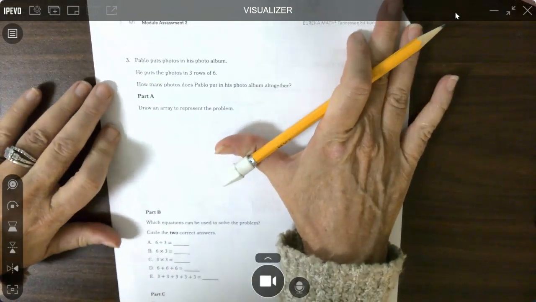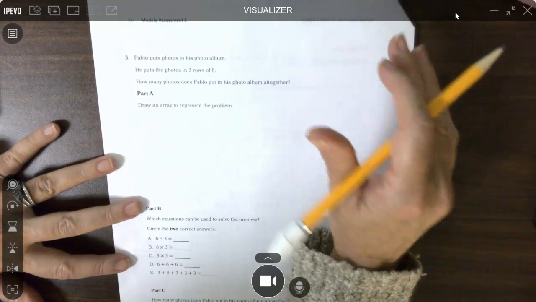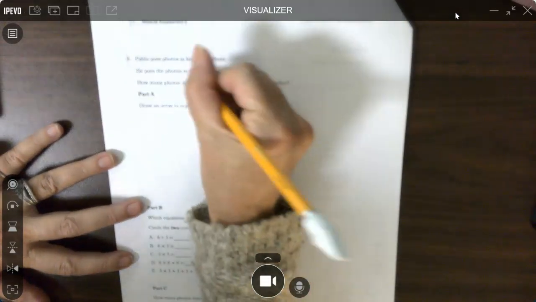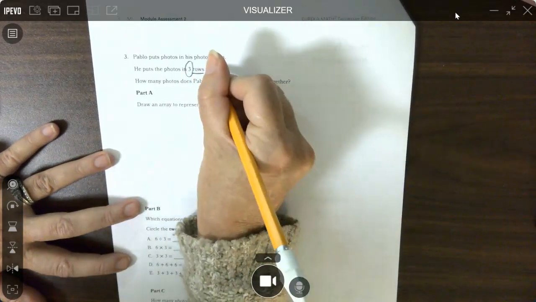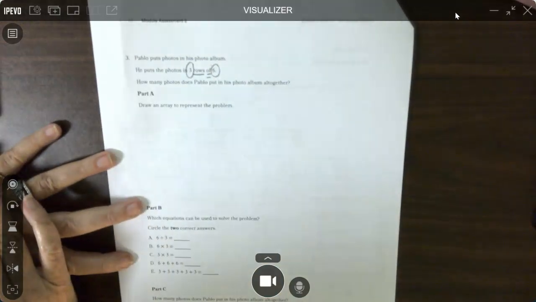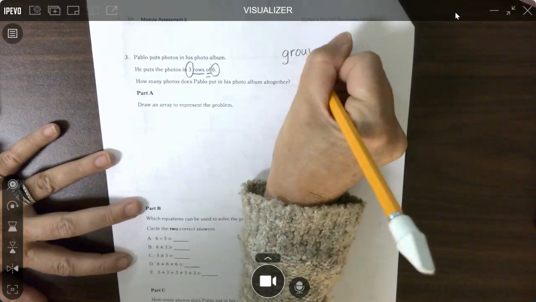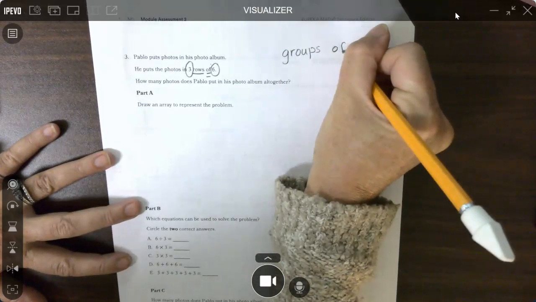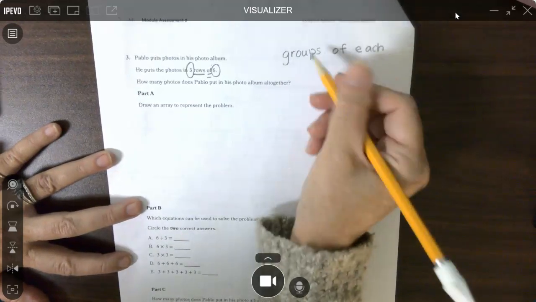Number 3. Pablo puts photos in his photo album. He puts the photos in 3 rows of 6. Again, multiplication is groups of, and how many was in each group.